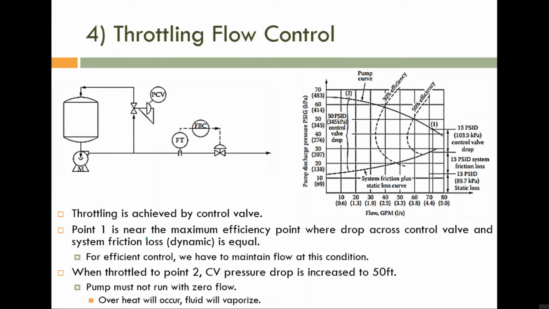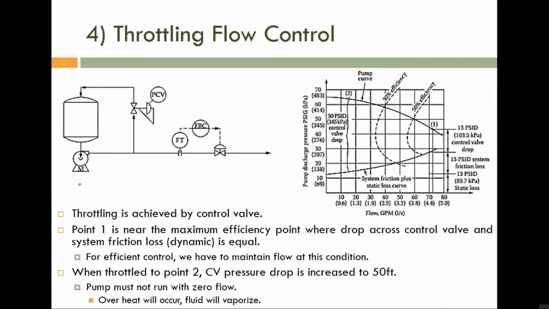Now we are going to discuss the throttling flow controller. Please note, we are not shifting the operating point by using more than one pump, nor by changing the speed. Here we are changing the operating point by shifting the system curve. As I told you, we can shift the system curve by using a control valve, so here we are including a control valve also.